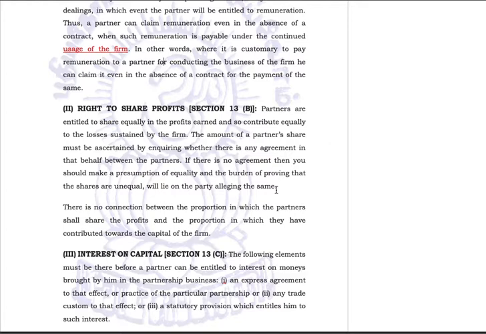And the burden of proof will be on the partner who is trying to say that I will take the more share. There is no contract, but I'll take 80% share. Then he'll have to prove why he will take 80% share.